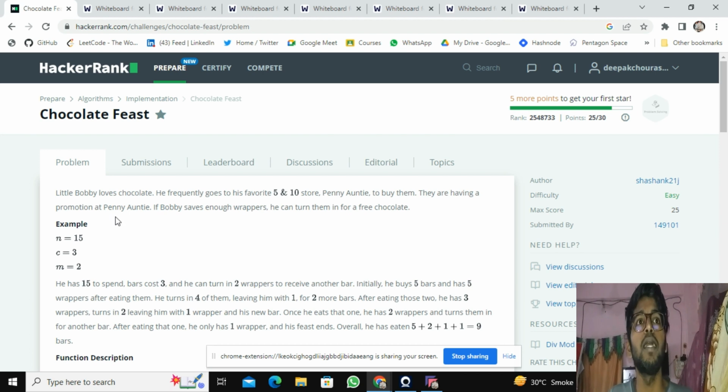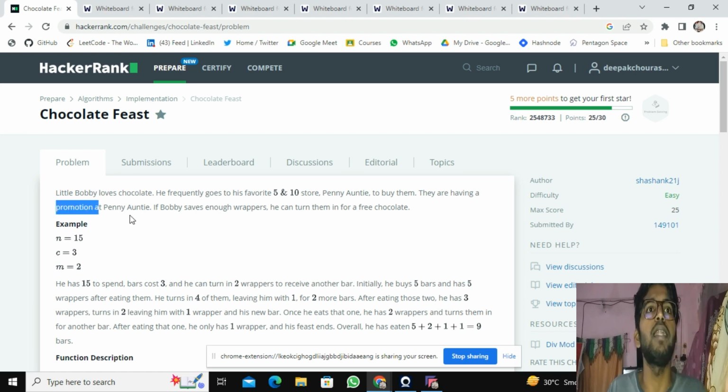What this story means: there's Bobby, a boy who loves to eat chocolate, and there's Penny Auntie's shop, his favorite shop, where he buys chocolate. There's an offer or scheme. Let's say n equals 15 means you have 15 rupees, c equals 3 means each chocolate bar costs 3 rupees, and m equals 2 means if you return two wrappers of the chocolates, you will get one chocolate in return. That's the promotion, the scheme in this shop.